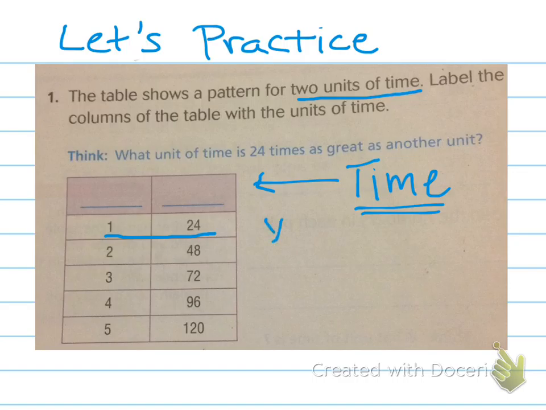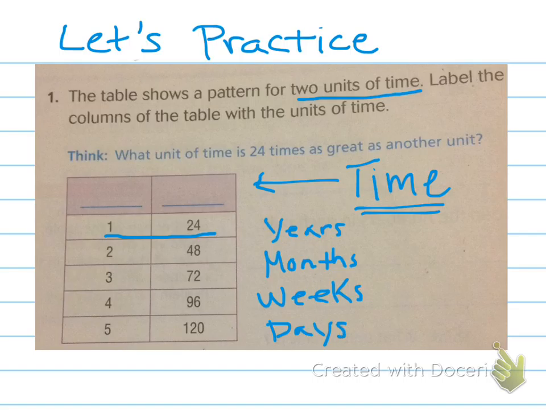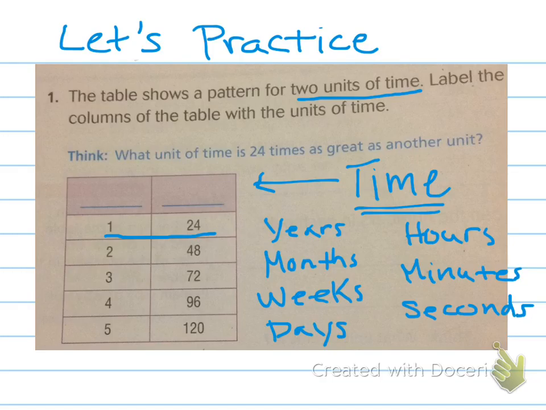We have years, months, weeks, days, hours, minutes, and seconds. Those are all our units of time we talked about. So what has the relationship 1 to 24? What could we put in the first column and the second column?